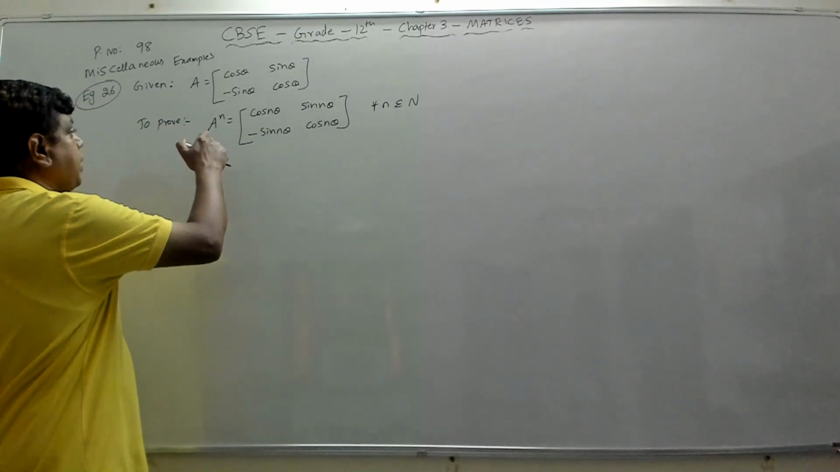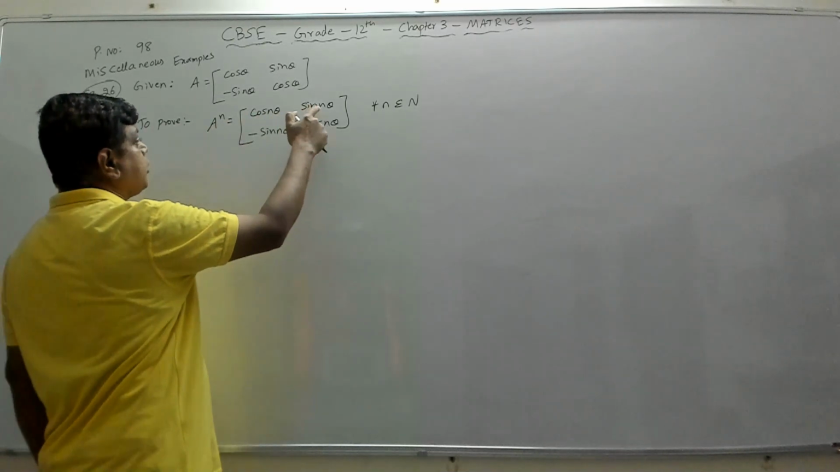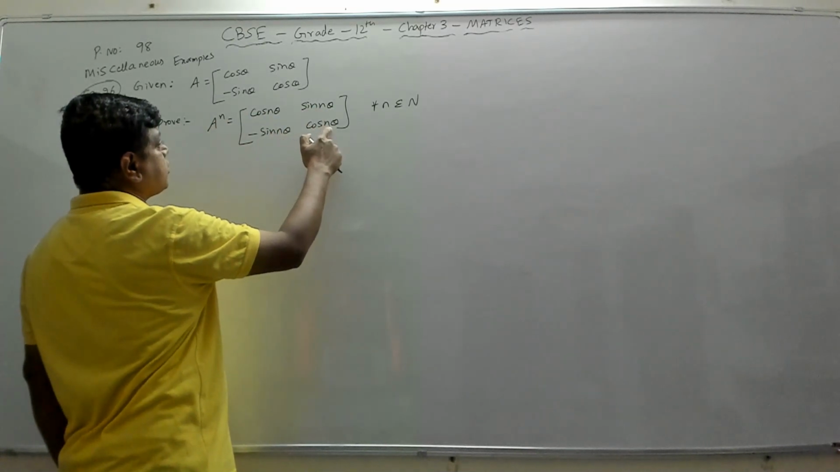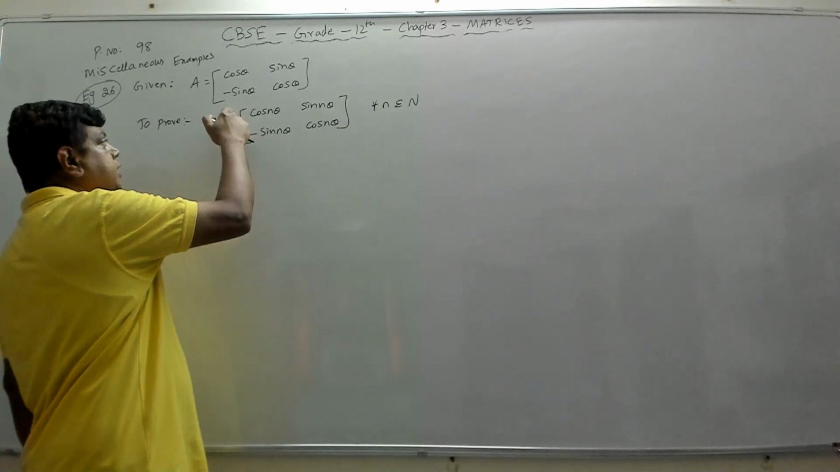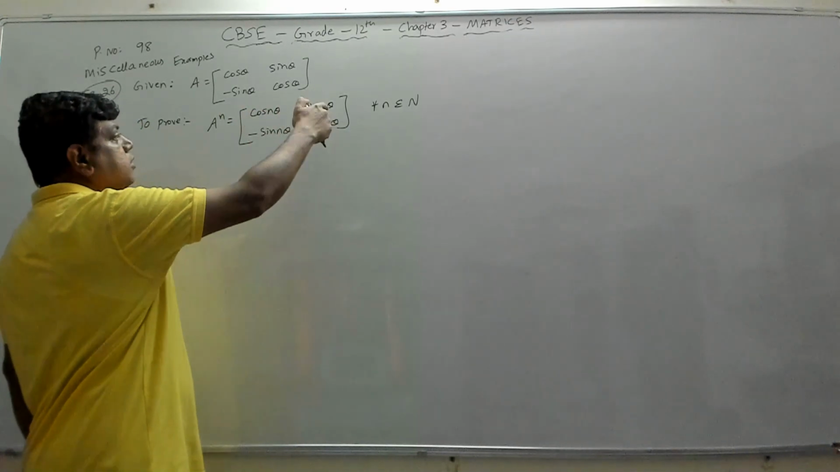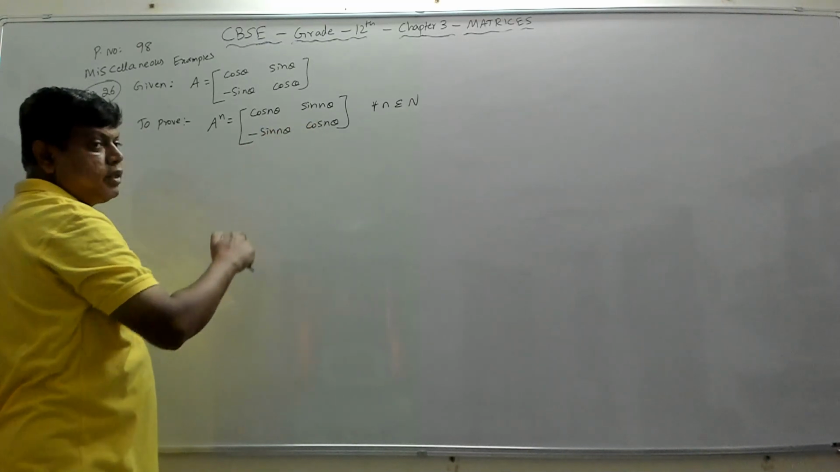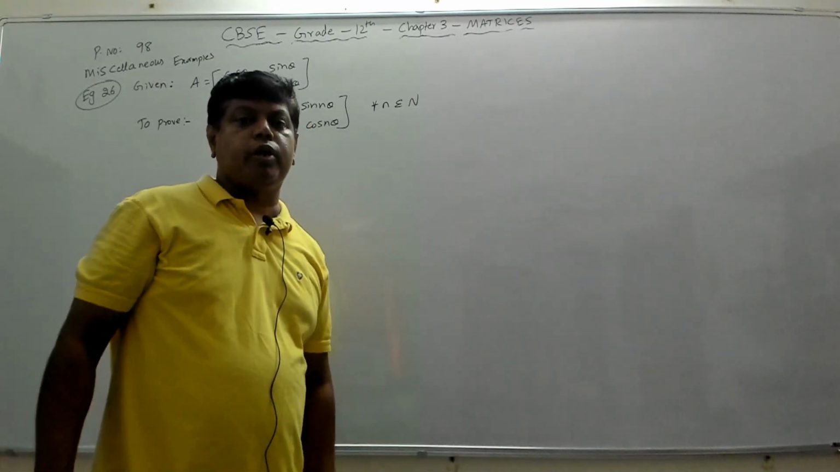which means A power 2 will be [cos 2 theta, sin 2 theta; minus sin 2 theta, cos 2 theta]. A cube, A power 3, will be [cos 3 theta, sin 3 theta; minus sin 3 theta, cos 3 theta]. We have to prove it for every n belonging to N.